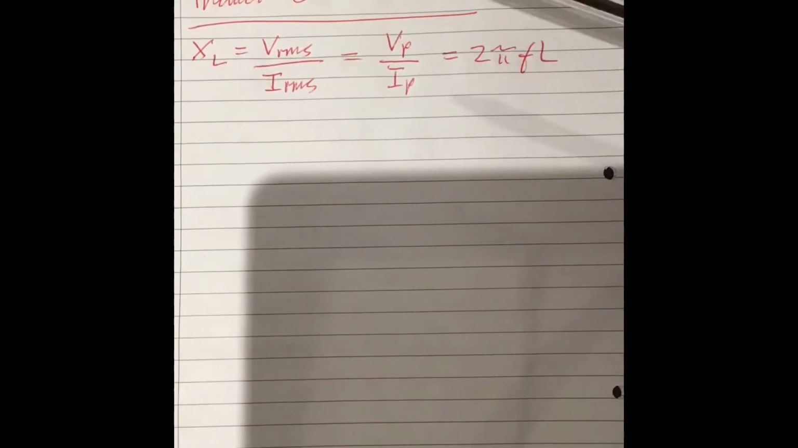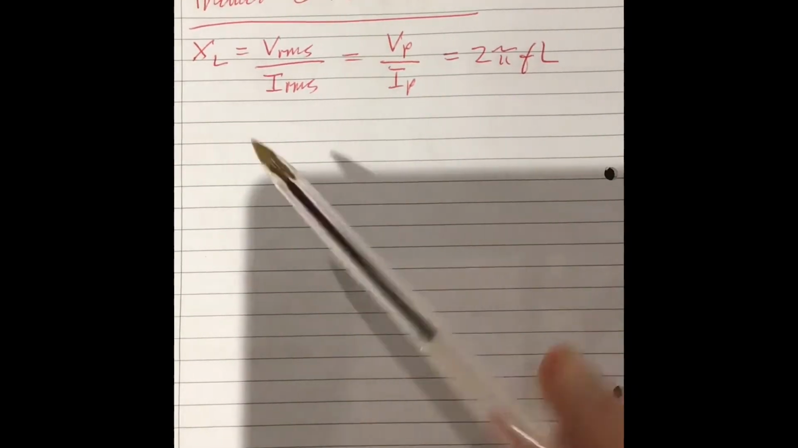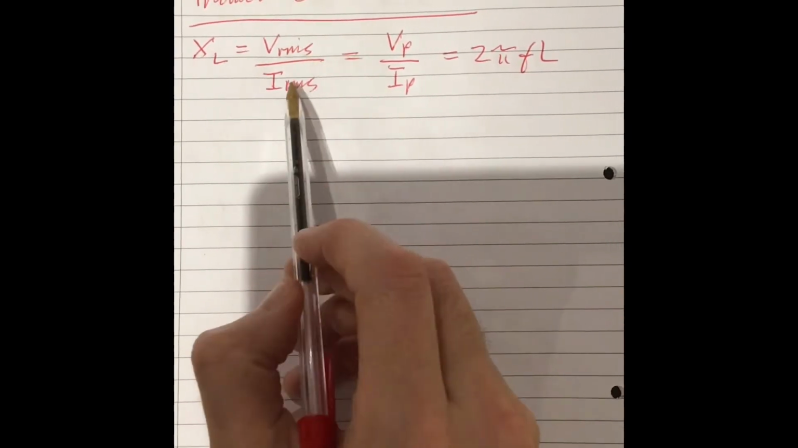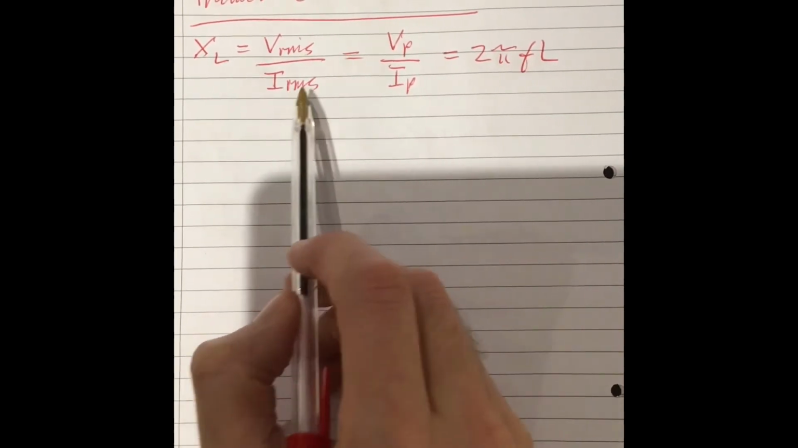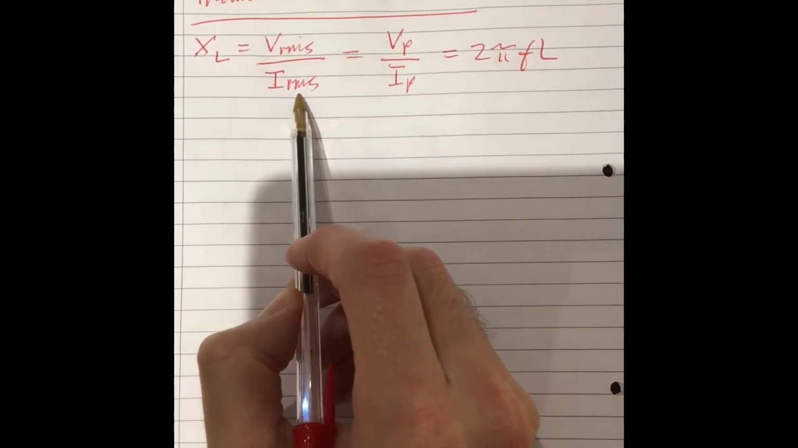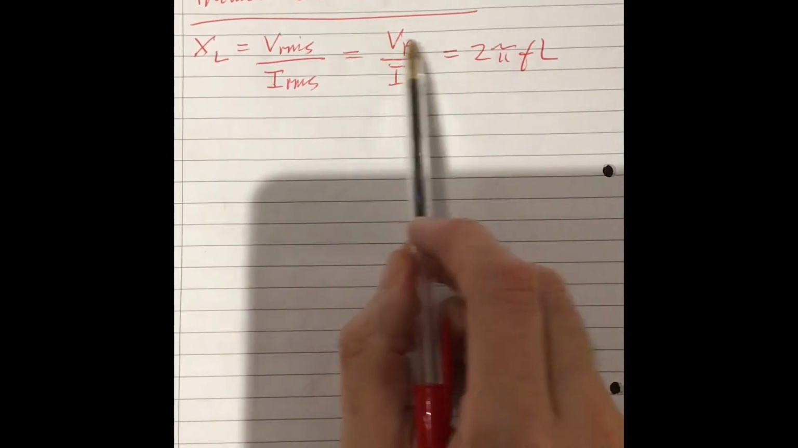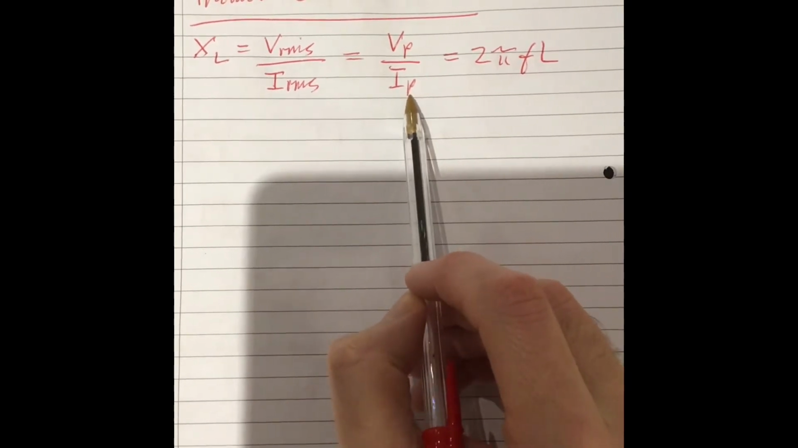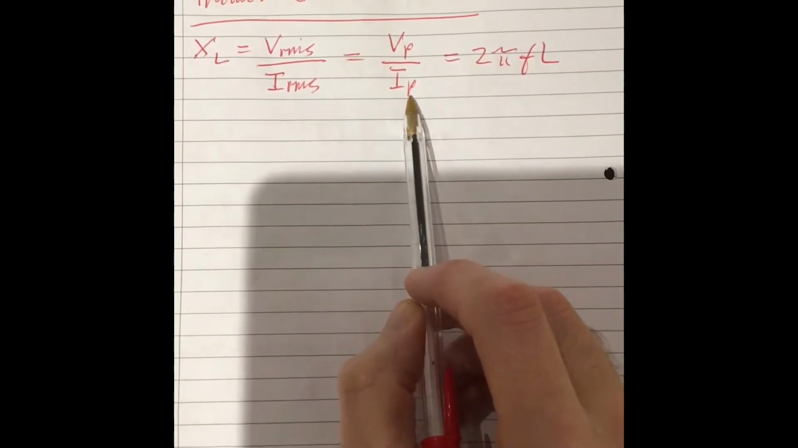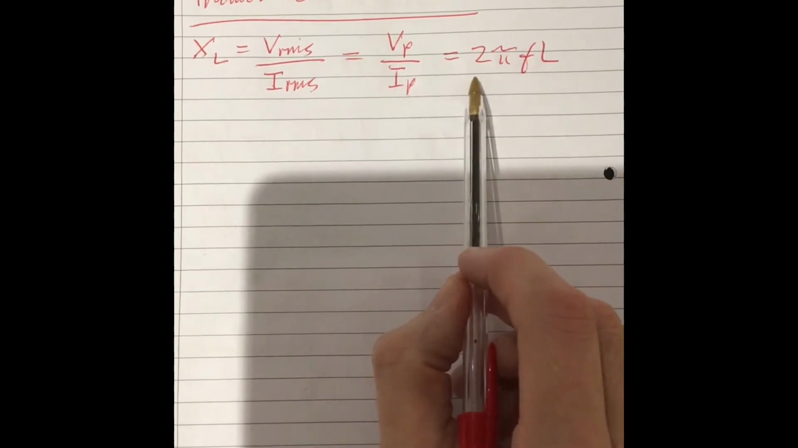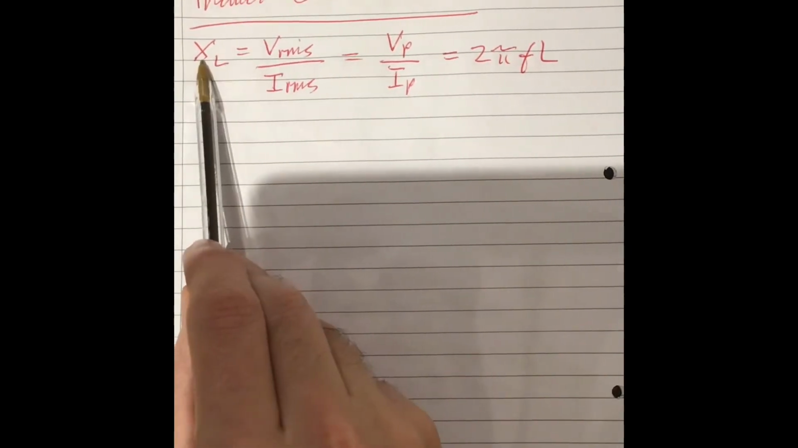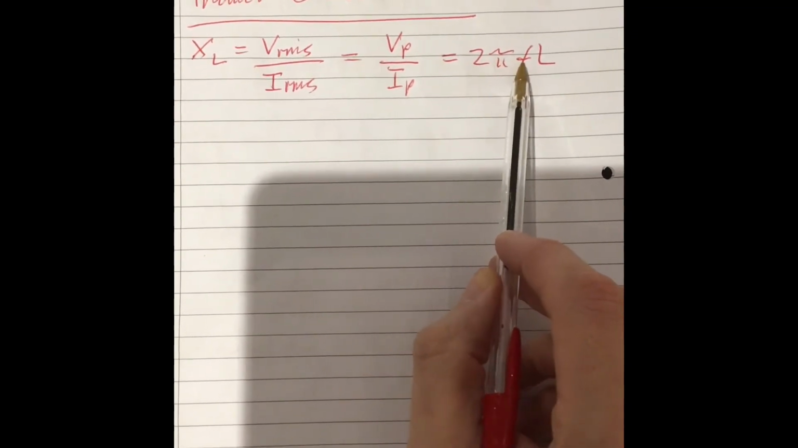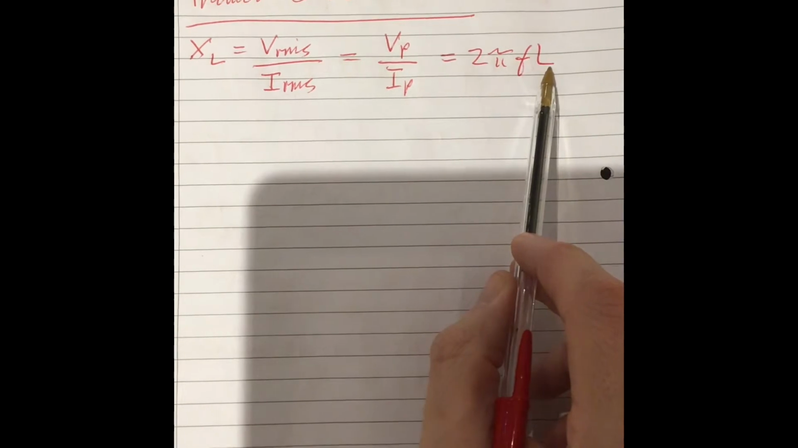Now, just as we have a capacitive reactance, we also have an inductive reactance. So X subscript L for inductive reactance, V RMS over I RMS, in other words, Ohm's law, root mean square voltage over root mean square current. Conveniently, that is exactly equal to the peak voltage over the peak current, and we'll show you why that is in a moment. And when you do the math, you end up with a formula that says the inductive reactance is equal to 2 pi f L. In other words, 2 pi times the frequency of the AC current times the inductance of the inductor.